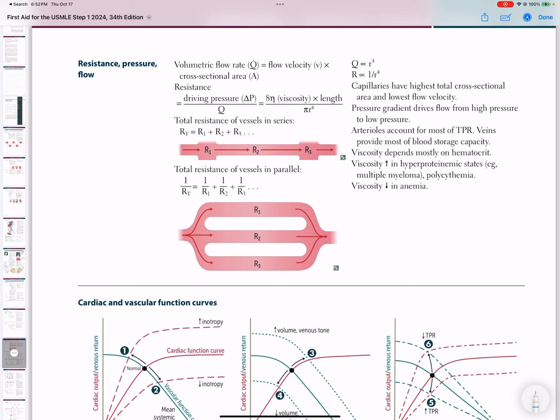Capillaries have the highest cross-sectional area, so they have the lowest flow velocity. Pressure gradient drives flow from high pressure to low pressure. Arterioles account for most of the TPR. Veins provide most of the blood storage capacity. Viscosity depends mostly on hematocrit. Viscosity is increased in hyperproteinemic states, that is multiple myeloma, and in polycythemia. Viscosity is decreased in anemia.